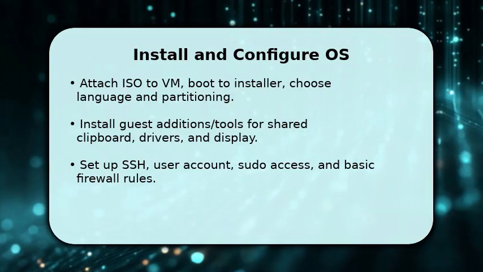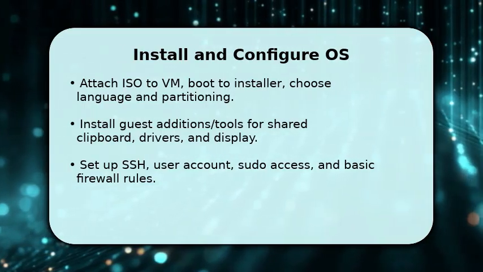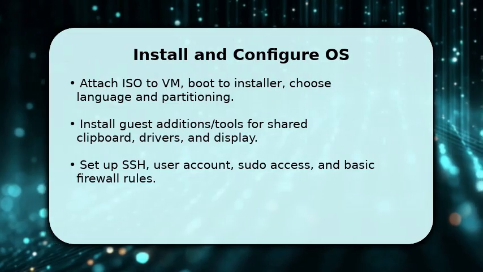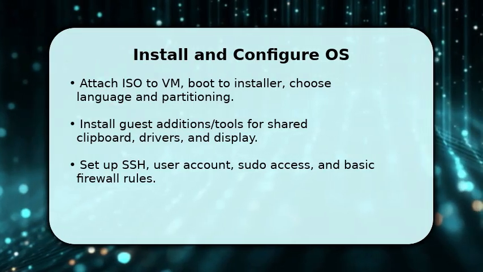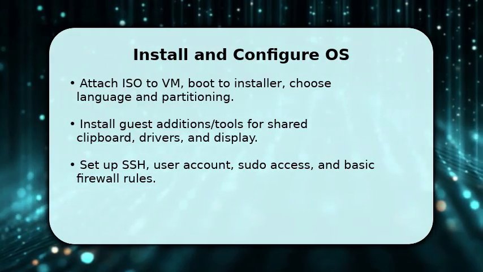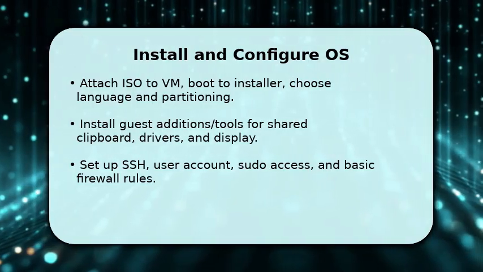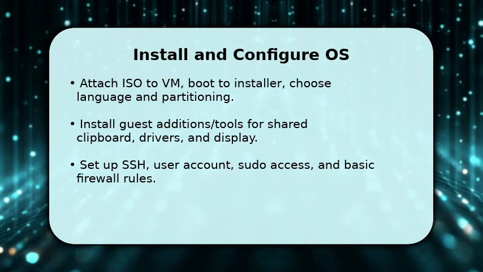Once the OS is installed, add guest tools or additions to enable clipboard, resize, and better graphics. Then configure a non-root user with sudo, install OpenSSH server for remote access, and enable the firewall with simple rules. These middle steps turn a basic install into a usable, networked virtual machine ready for work.